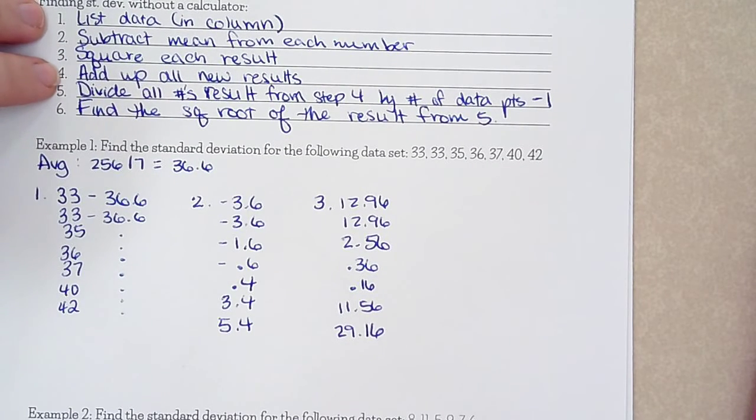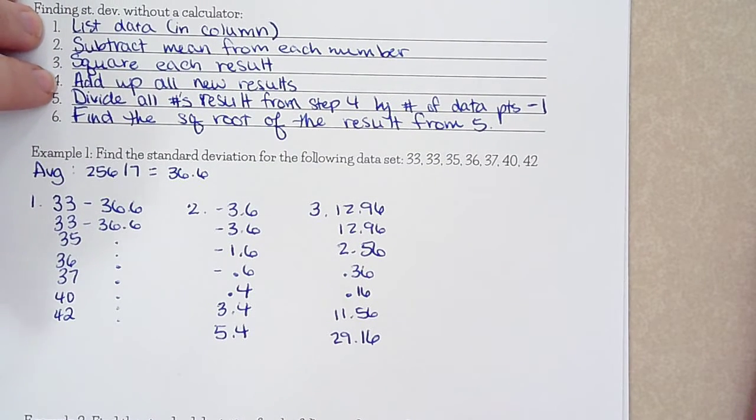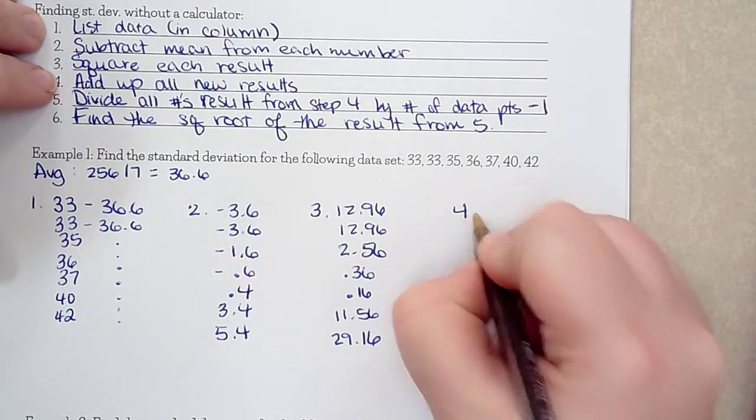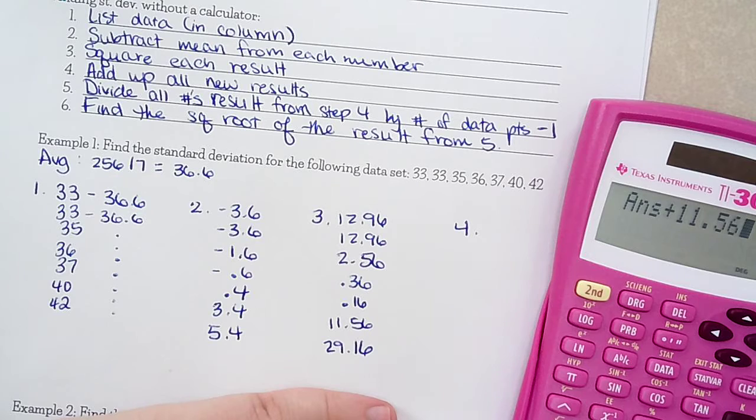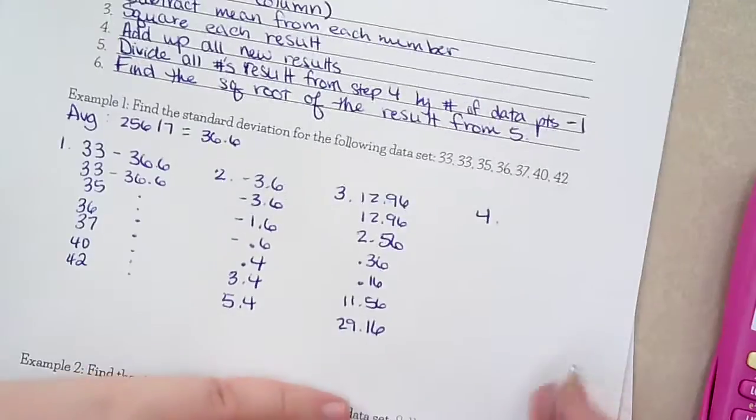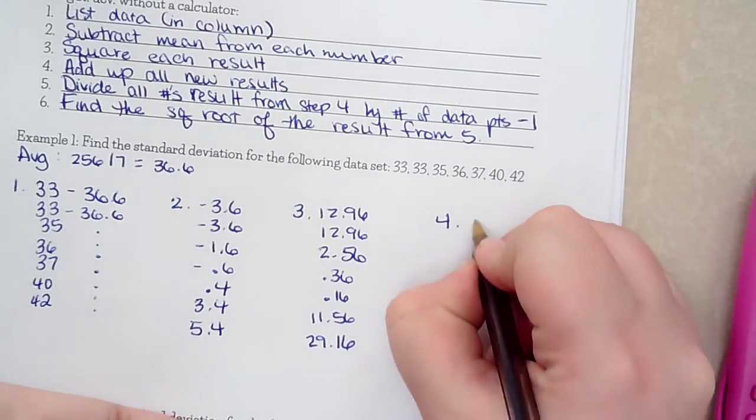Fourth says we have to add up all the new results. Okay, so let's do that. 29.16 plus 11.56, 0.16, 0.36, 12.96, 12.96. My sum becomes 69.72.